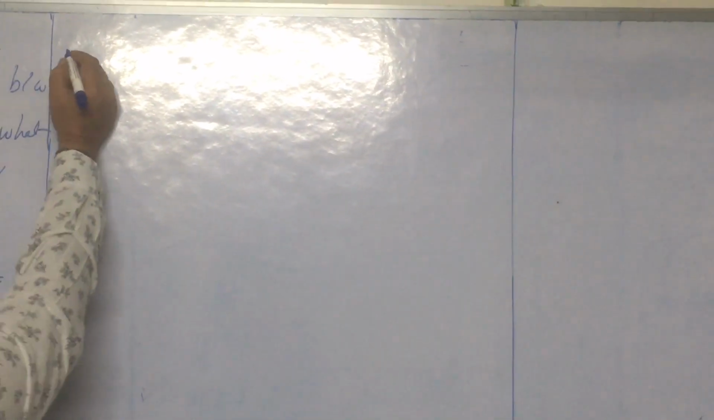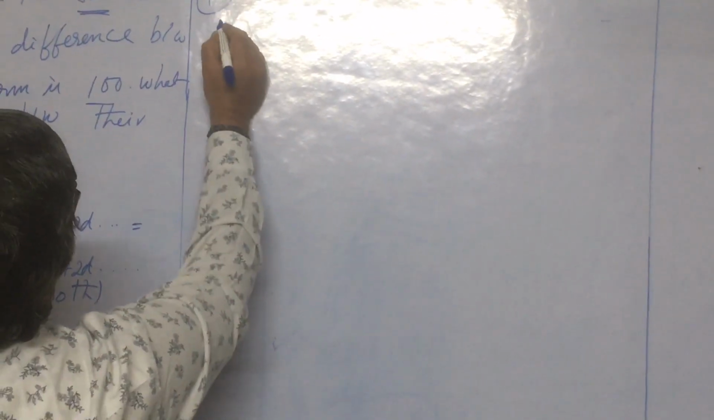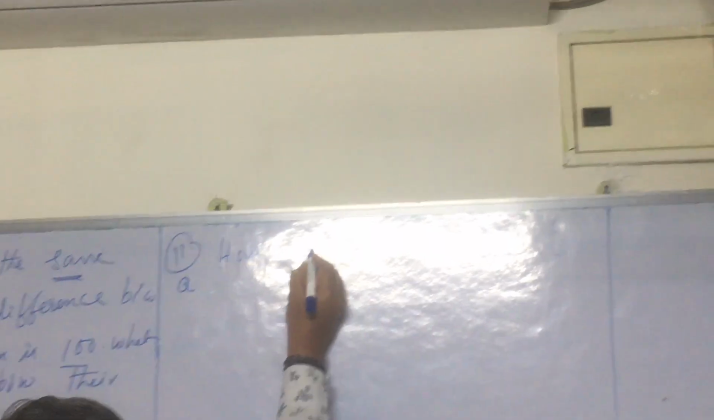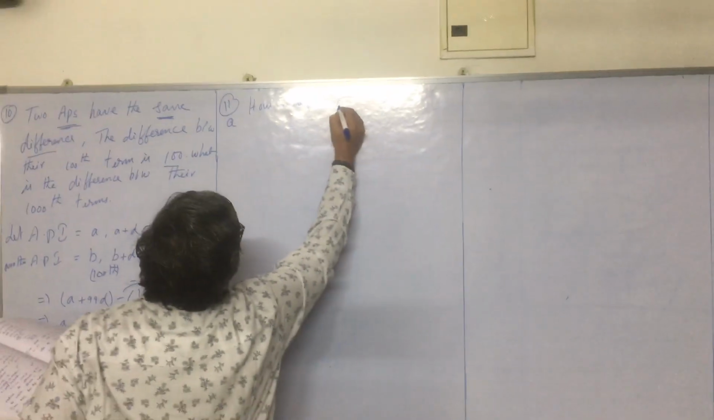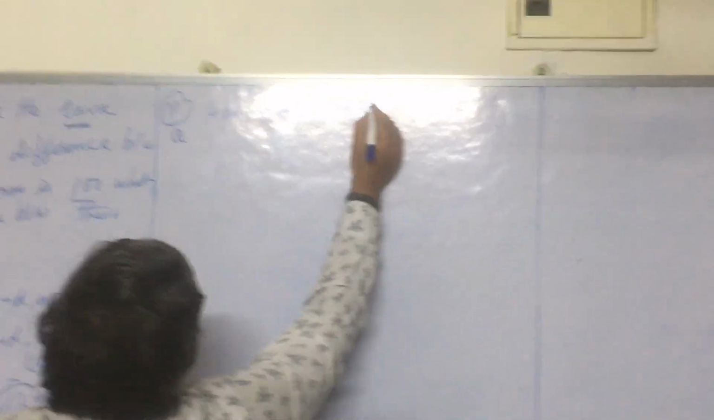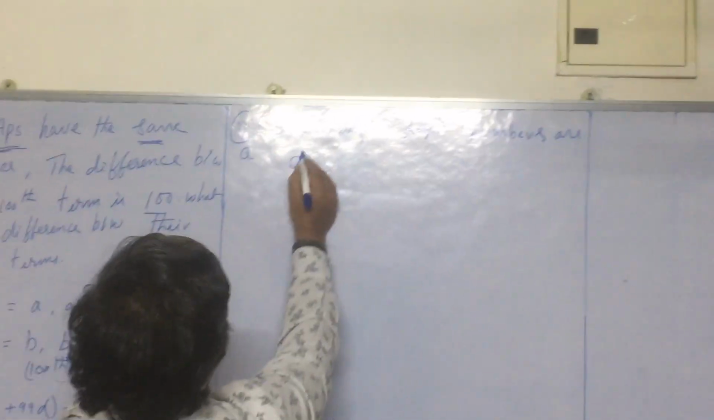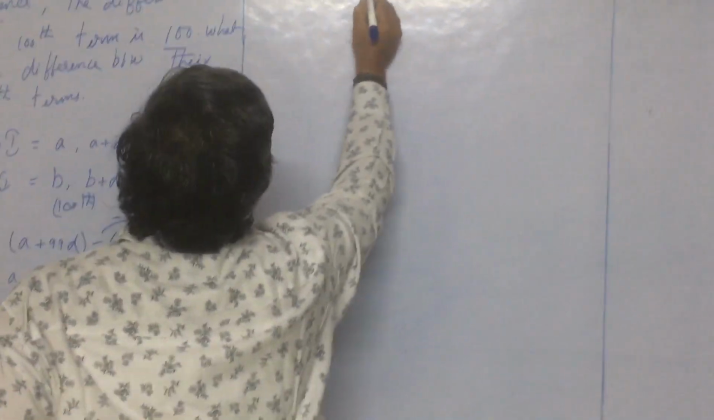How many 3-digit numbers are divisible by 7? This is the 11th question. How many 3-digit numbers are divisible by 7?